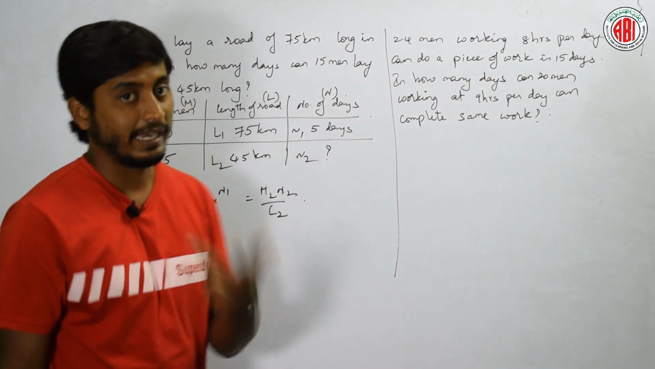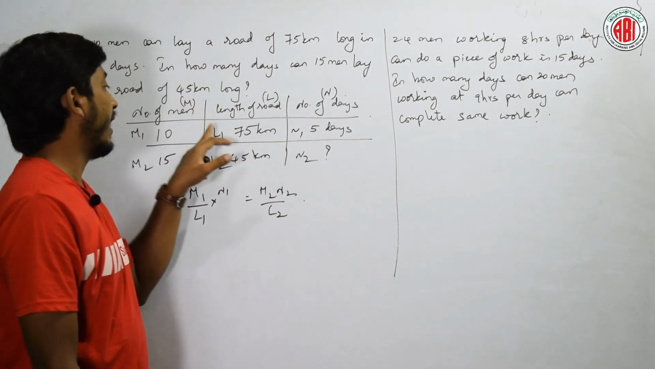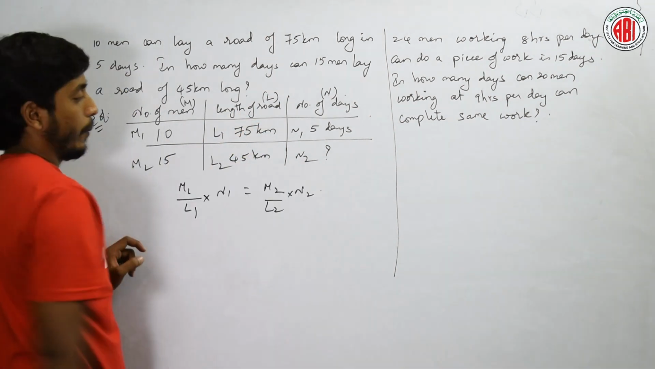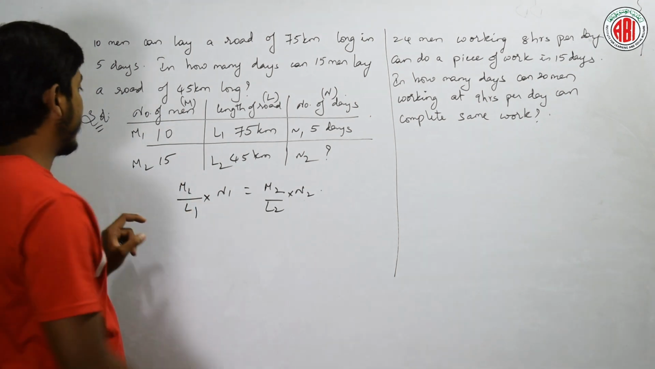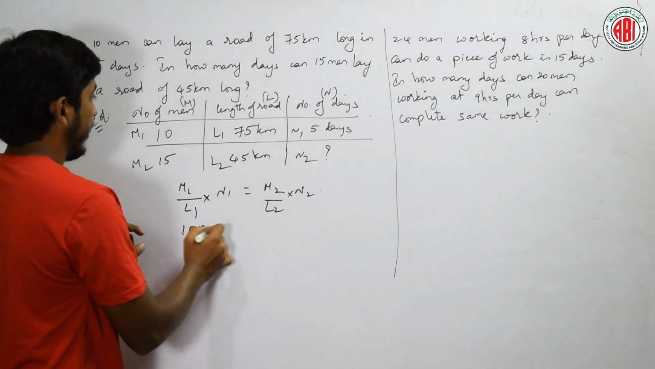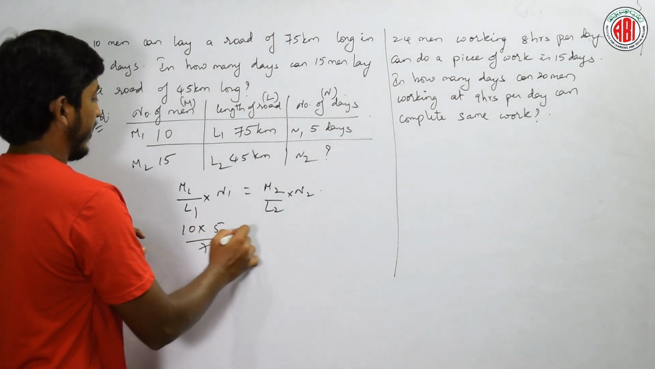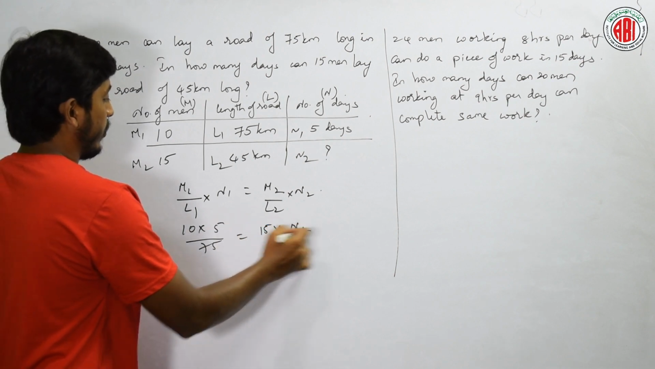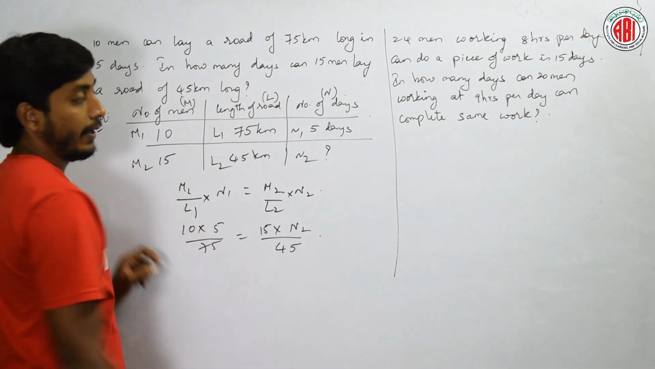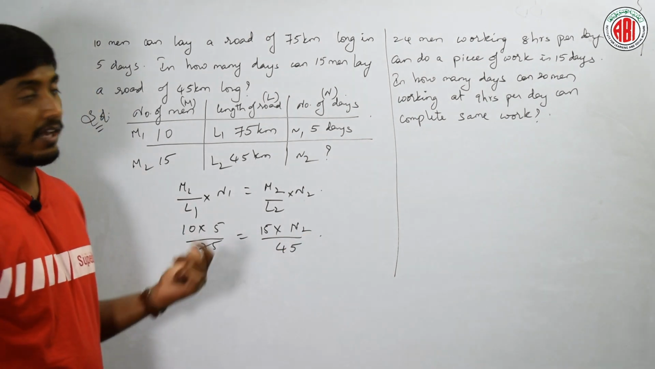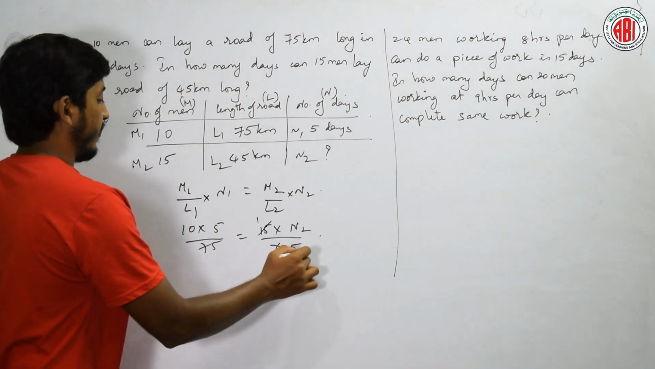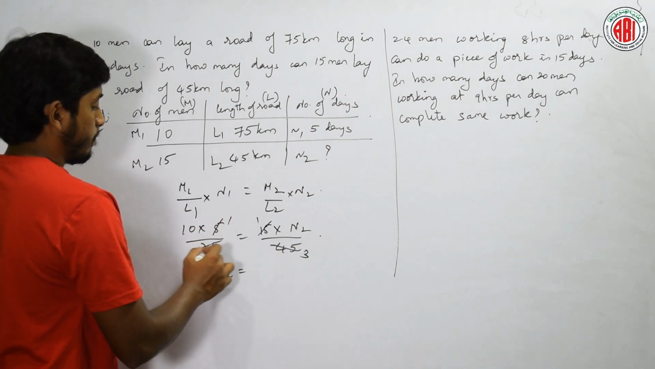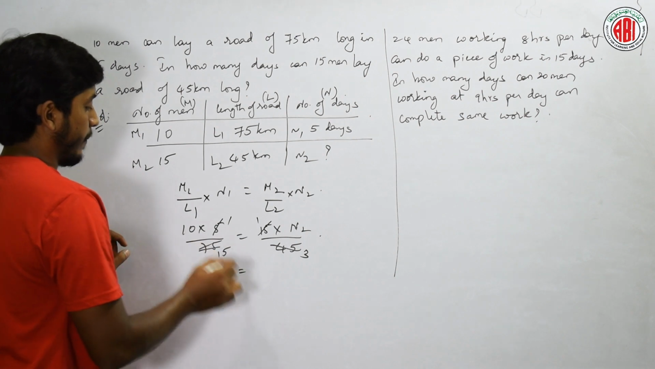Clear? Once again let me tell you, M1 L1, that is for 10, 75 is increasing, for 15, 45. Clear? Now let us substitute everything. 10 into N2 by 75 is equal to 15 into N2 divided by 45. Clear? Now let us simplify this. 15 ones are 15, 15 threes are 45. N2 is 5, 5 ones are 5. How much is it? 15s are.